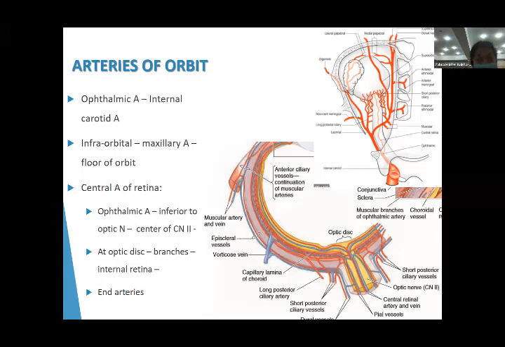अच्छा जी, अब orbit की पहले arteries हम कर लें. The main artery of the orbit is the ophthalmic. ये ophthalmic artery है. Ophthalmic artery is a branch of internal carotid. Internal carotid आपको पता है, internal carotid was lying inside the cavernous sinus. ठीक है, वहां से ophthalmic artery arise करती है. That is the main artery of the orbit.